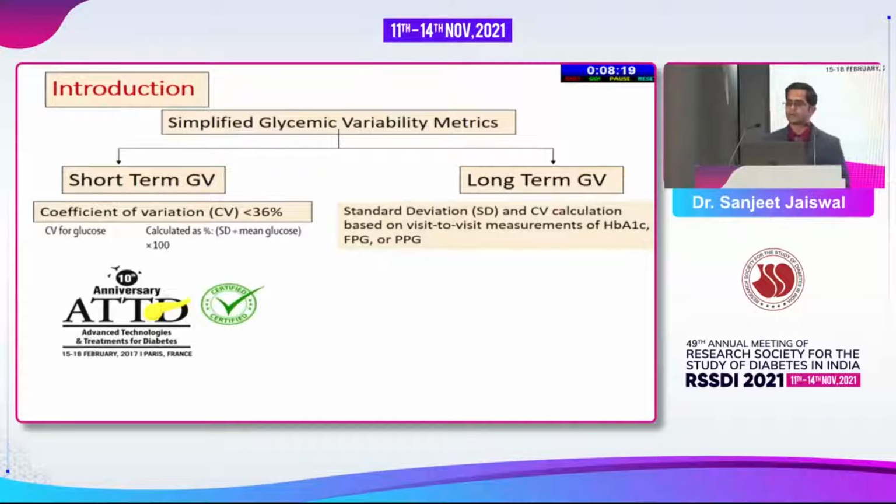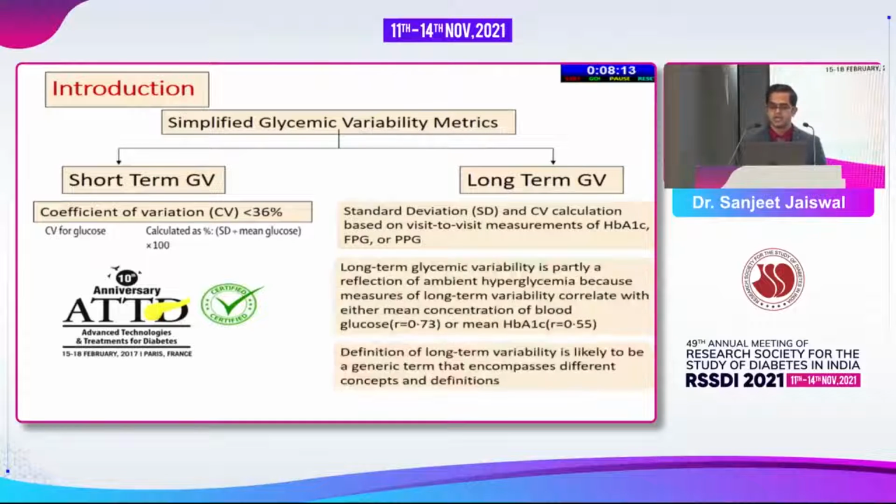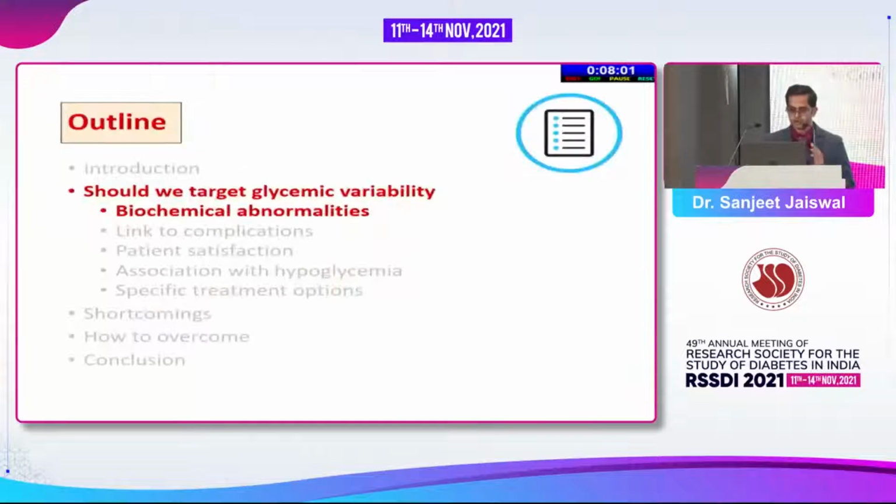And what are the long-term glycemic variability parameters? So we know that we can measure fasting postprandial variation in HbA1c. Long-term glycemic variability is a reflection of ambient glucose in the blood, and these are long-term variability markers of glycemia. So should we target glycemic variability? What are the biochemical abnormalities associated with glycemic variability?